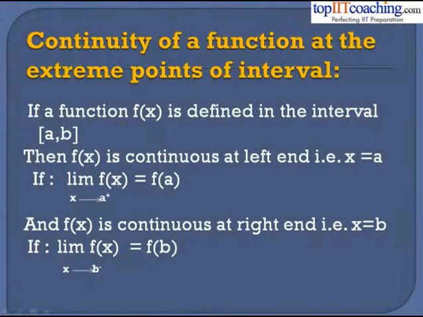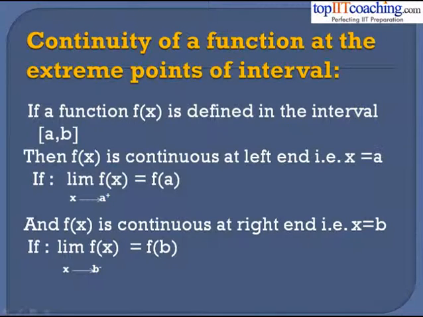Here we don't need to calculate the left hand limit. So if the right hand limit at the point x equal to a is equal to the value of the function at that point, or f(a), then f(x) is continuous at the left end, that is x equal to a. And f(x) is continuous at the right end, that is x equal to b, if the limit of f(x) when x tends to b negative is equal to f(b). Or in other words, the left hand limit of f(x) at the point x equal to b is equal to f(b). Then in such a case, we say that f(x) is continuous at the right end. Here we don't need to find out the right hand limit at the point x equal to b.